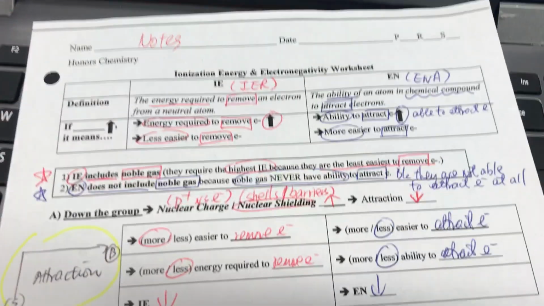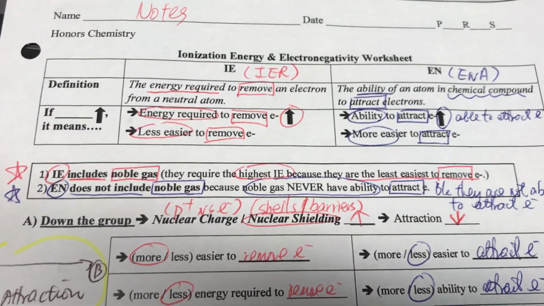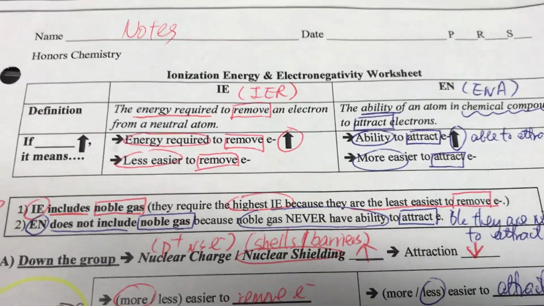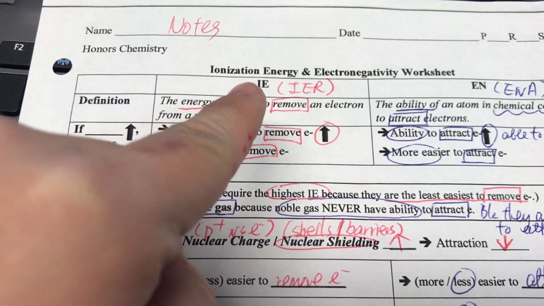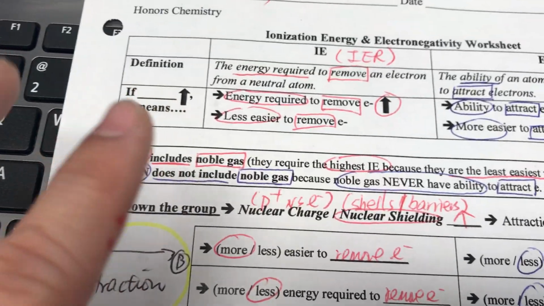Alright, so in this worksheet I'm going to talk about ionization energy and electronegativity. Ionization energy has the abbreviation IE, and electronegativity has the abbreviation EN. So first, let's see the definitions.